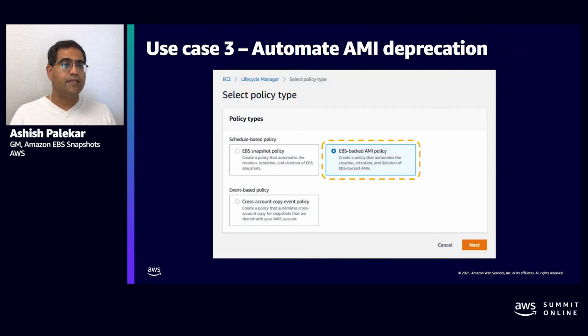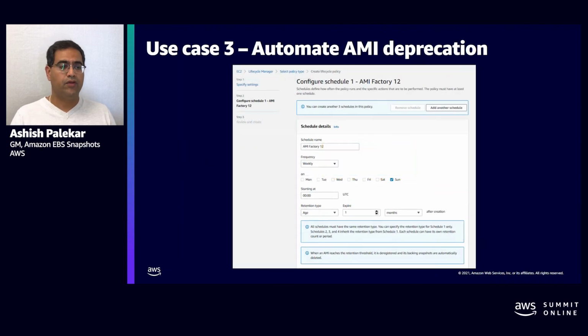So in this case, you will select a schedule policy that is an EBS-backed AMI policy. The next thing you're going to do is for that AMI policy, you're going to set parameters. In this case, we're going to take weekly snapshots. They're going to be taken every Sunday. That's when the AMI is going to be created. And then you're going to retain that AMI for a month. In this case, it's at midnight UTC.